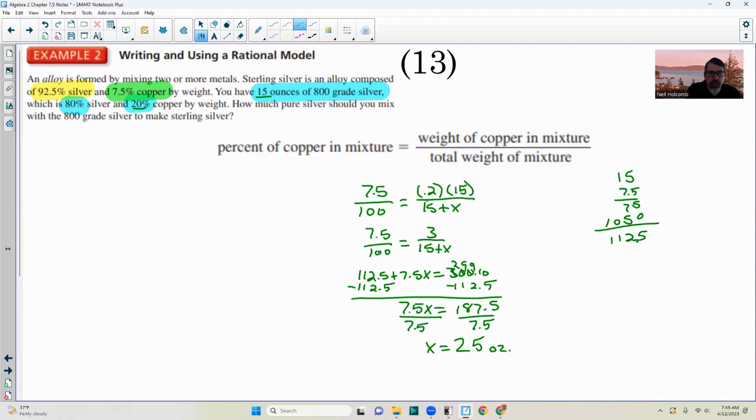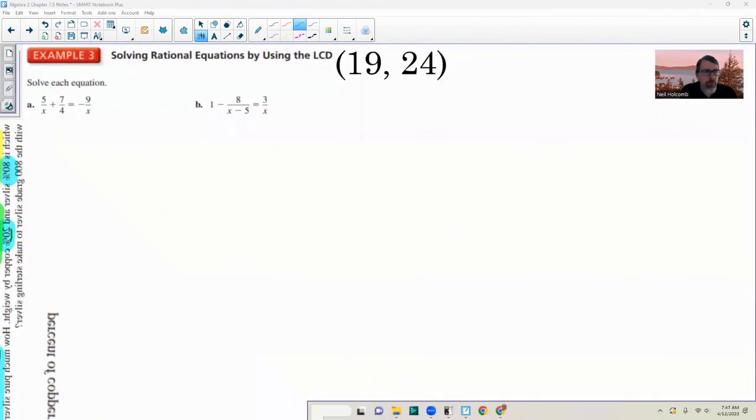Okay, so that's how you do these types of problems. The toughest part, I guess, would be setting it up. Just keep in mind what you're trying to find. So what you're trying to find is your variable. So you use all the other information known. So you use the copper percentage, not the silver percentage. Okay, so now you should be able to do problem number 13 in your exercise.